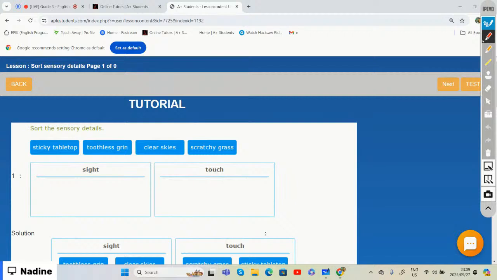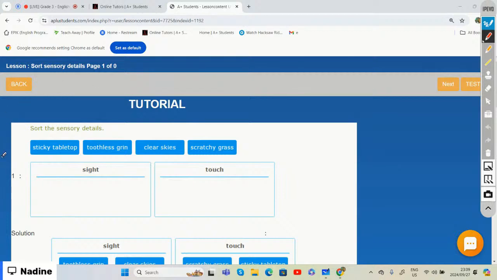We need to sort out the four words, two that we can see and two that we can touch. That is correct. Yes, we can see our hands.